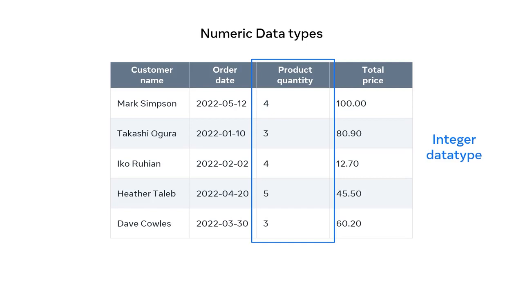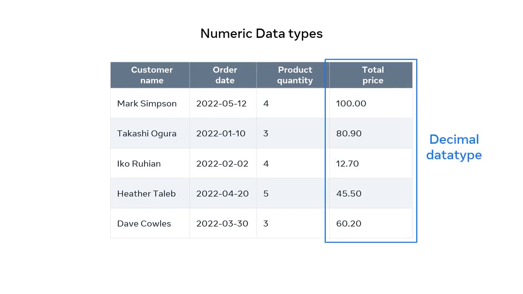Fractional numbers can be inserted, but they'll always be automatically rounded up or down to the nearest whole number in the database. And the total price column is a decimal type. This is because it holds fractional numbers. For example, an item that costs $80.90 is a fractional value. 80 is a whole number and 90 is a decimal. Whole numbers can also be inserted. The database will add a decimal point along with a fractional value of 0.